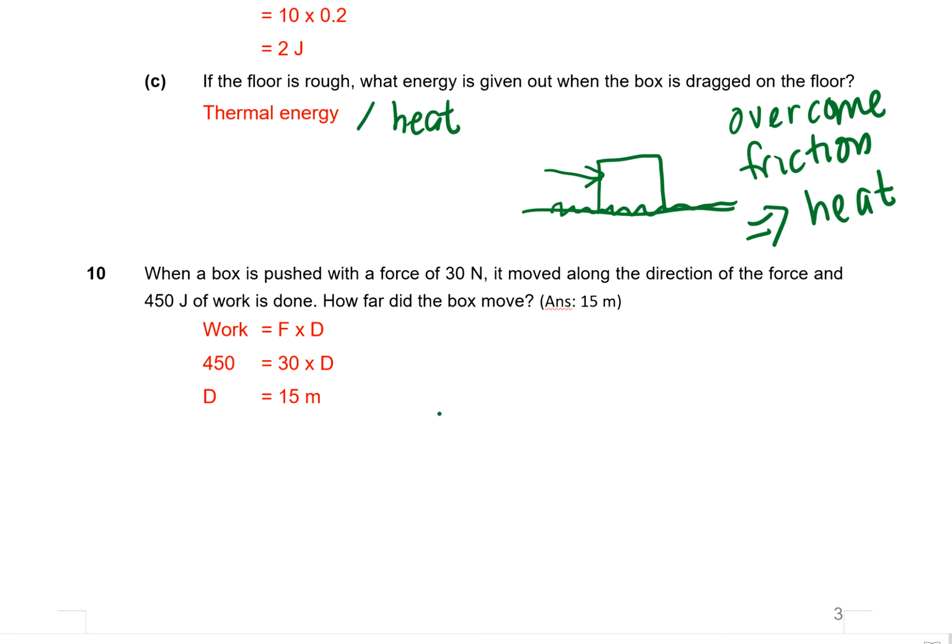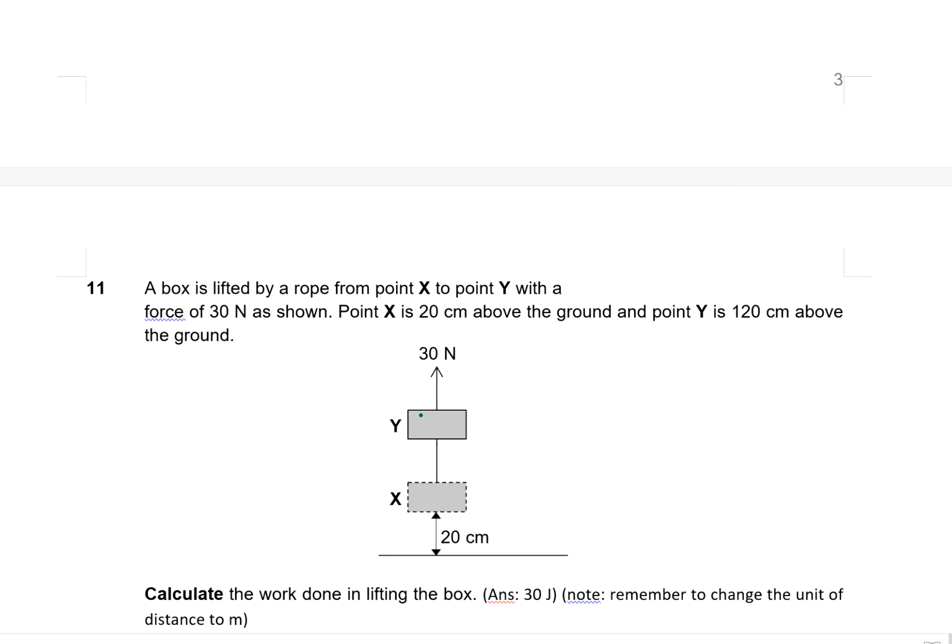Question 10. In this case, again, the work done is given, the force is given, and they ask for the distance. So you could, again, use the formula, substitution, and then the final answer.